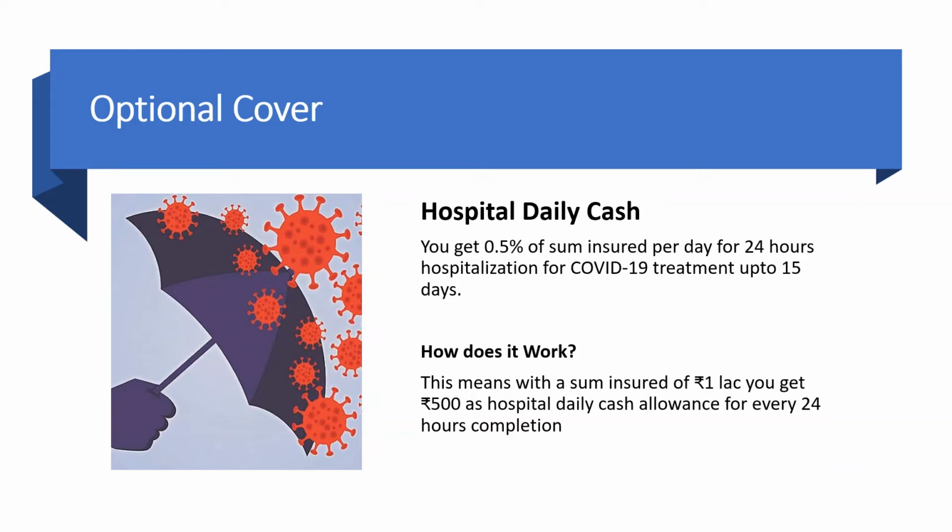Now we will consider a better example to understand more. When you take a policy for 1 lakh rupees, then you will get 500 rupees each day for 14 or 15 days. As per my understanding, this policy covers even if you are at home, and you will still get the hospital daily cash. So just check once before buying the policy.